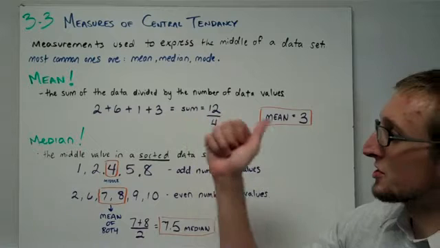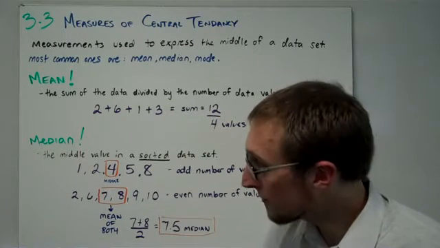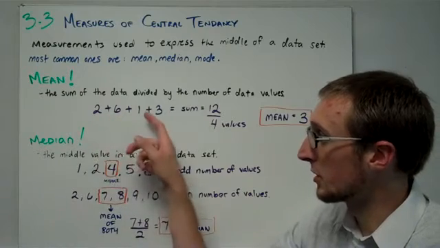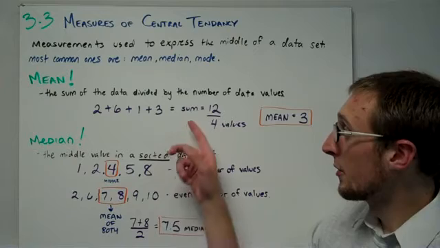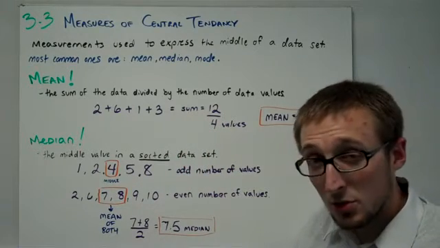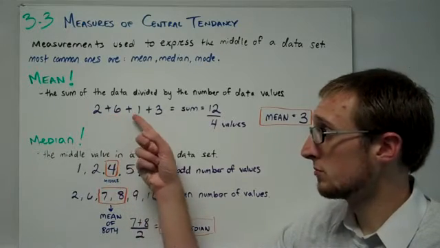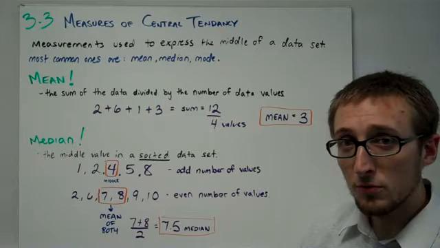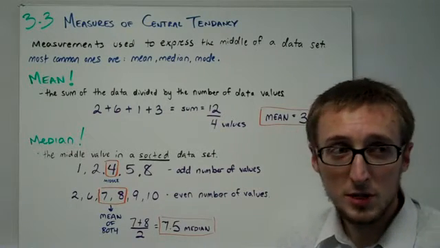So mean is the sum of the data divided by the number of data values that you have. If you have a list of numbers like 2, 6, 1, and 3, the sum means to add them all up. So that would be 12. 2 plus 6 plus 1 plus 3 is 12. Then we're going to divide by the number of numbers that we have. We have 1, 2, 3, 4 numbers. So 12, the sum, divided by 4 values, is 3. So the mean is 3.